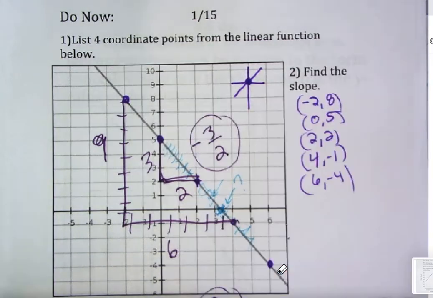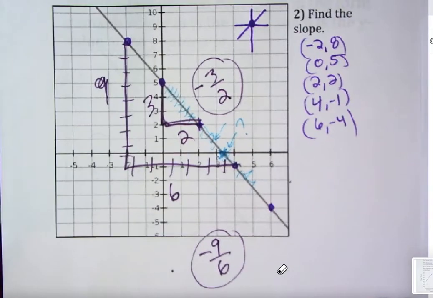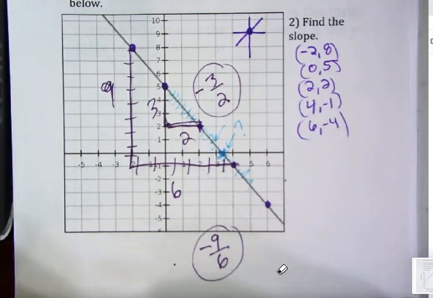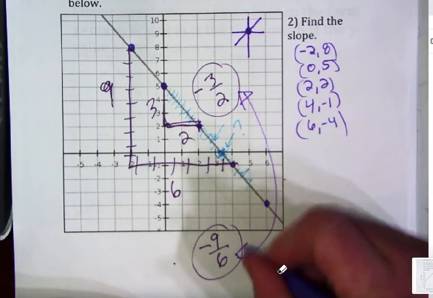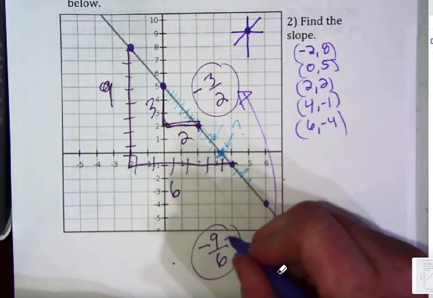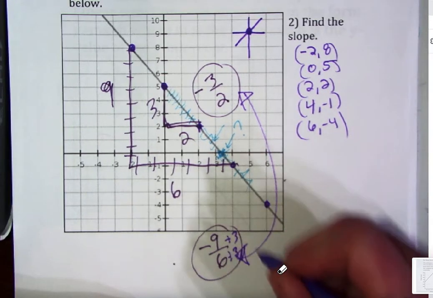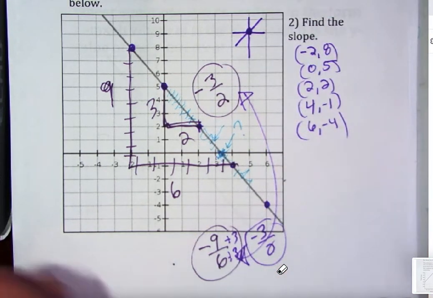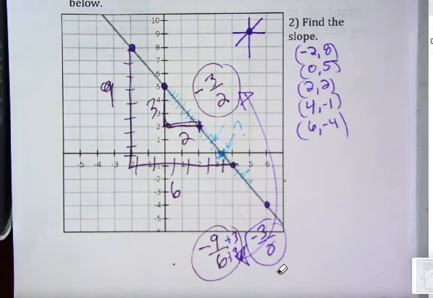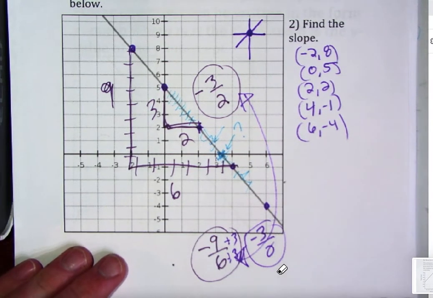See, Mr. Moran, they're different numbers. You get -9 over 6 and -3 over 2. Well, technically they're slightly different, but in the end they're equivalent. These are equivalent fractions. We can divide both by 3. That's how you simplify fractions. You get -3 over 2. Boom. These are the same. So you get to choose any 2 points. Okay? Any 2 points to find the slope.